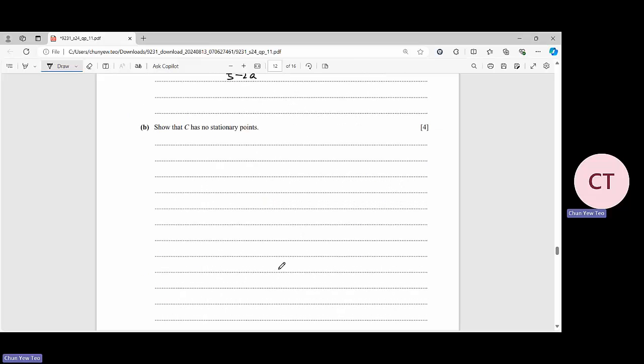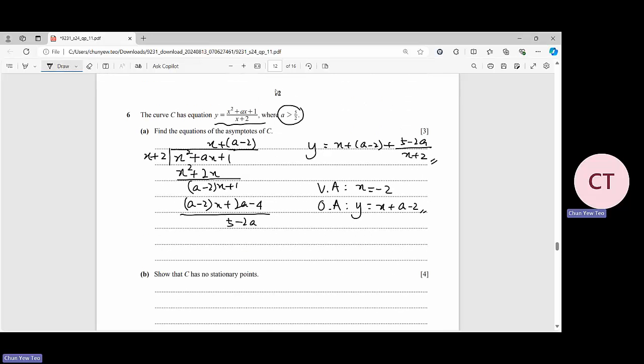Show that C has no stationary point. So usually when we want to show that there's no stationary point, we just need to differentiate y. We can differentiate y over here, or we can differentiate y over here. Differentiating from this part is easier, so I just differentiate from here directly. dy/dx equals 1 minus (5 minus 2a) over (x plus 2) squared.